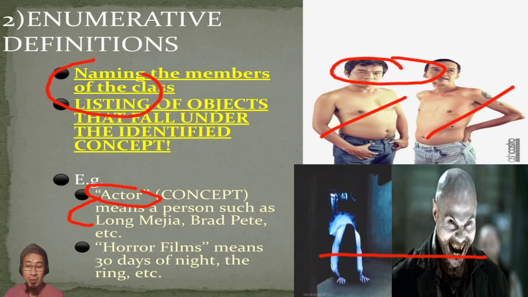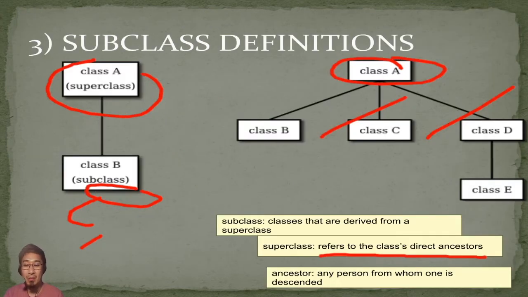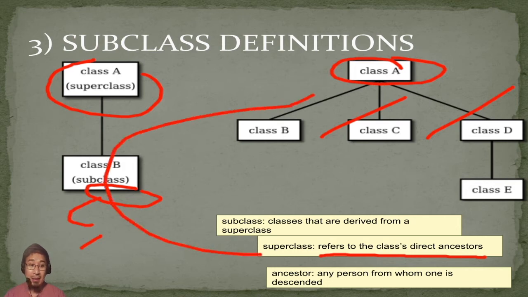The actor is not the ascendant of Long Mejia and Brad Pitt. And Brad Pitt and Long Mejia are not the descendants of the actor. Same with horror, 30 Days of Night, and The Ring. So in other words, if we're talking about subclass definition, we're talking about descendants and ascendants. The superclass is the ascendant, and the subclass is the descendant.